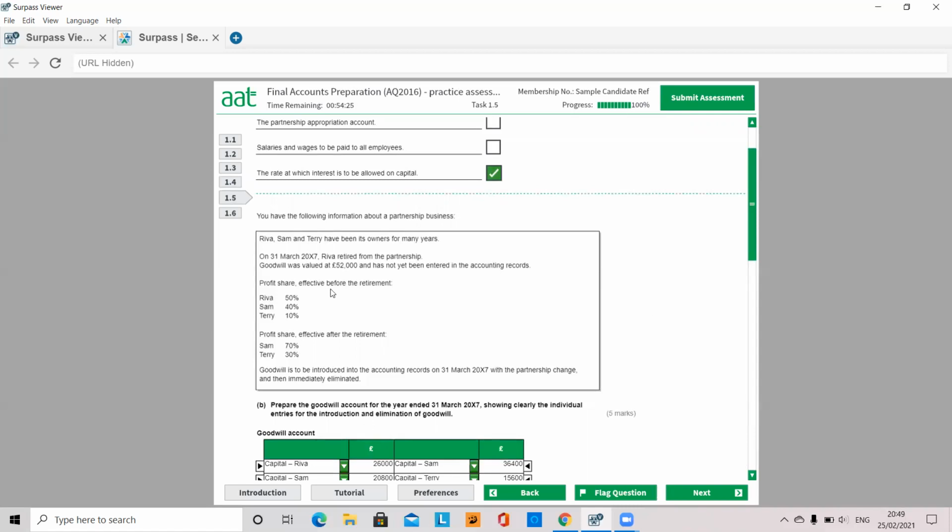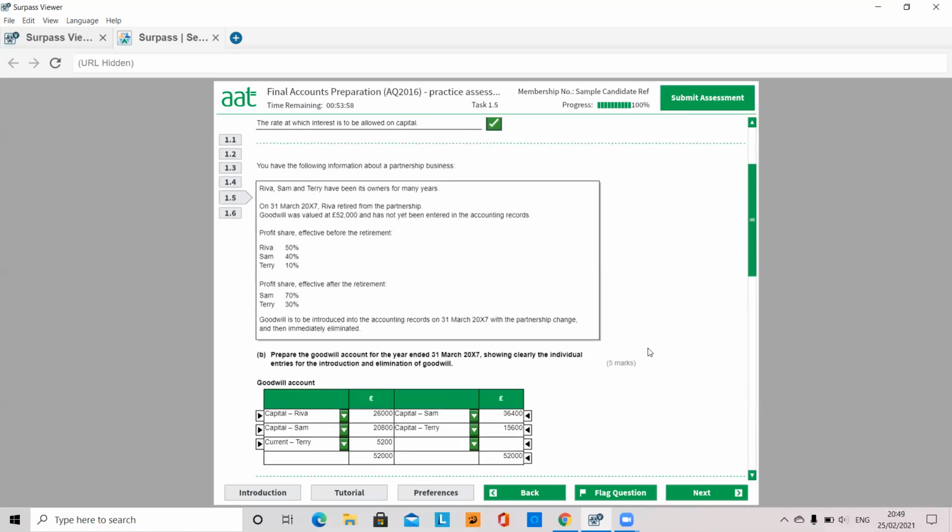Profit share effective before retirement: 50% Riva, 40% Sam, and 10% Terry. And then the profit share after retirement is 70-30. It said goodwill is to be introduced in the accounts on 31st of March 2007 with a partnership change and then immediately eliminated. So you would debit goodwill as we've done here, and credit the capital of the individual accounts.